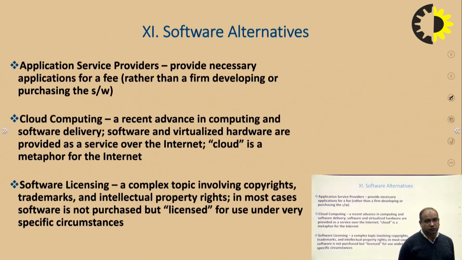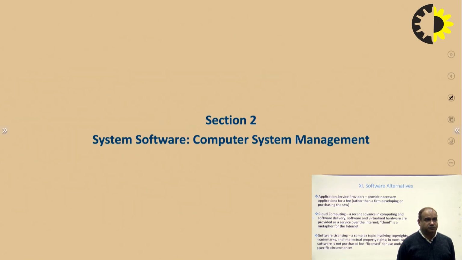Next is software licensing, a complex topic involving copyright, trademark and intellectual property rights. In most cases, software is not purchased but licensed to use under very specific circumstances. That is the main set of software alternatives.